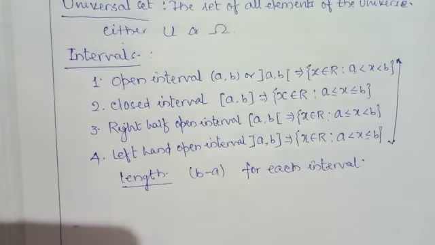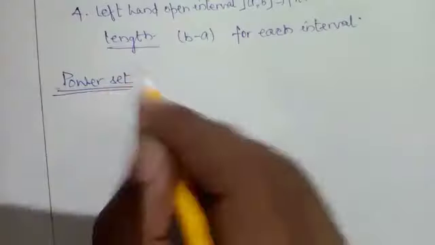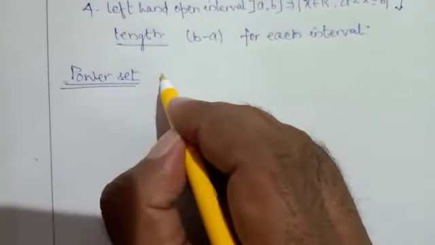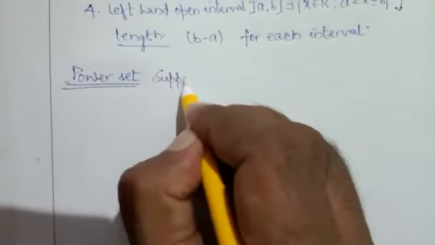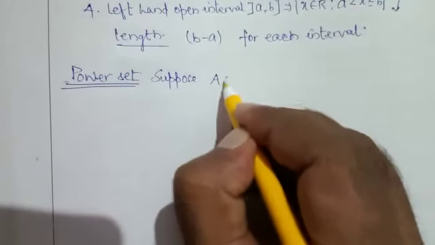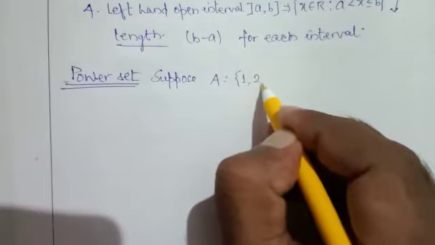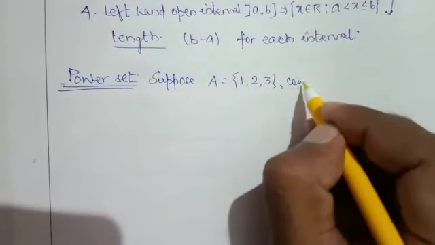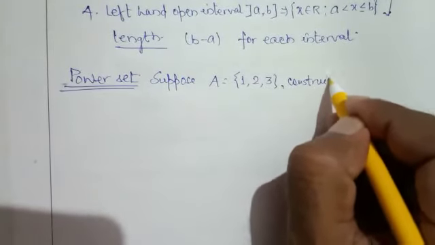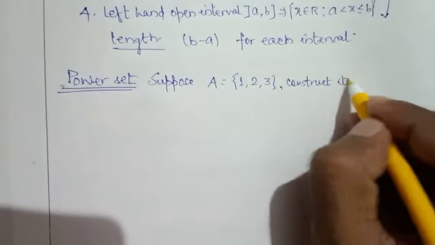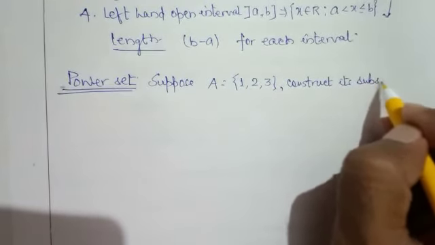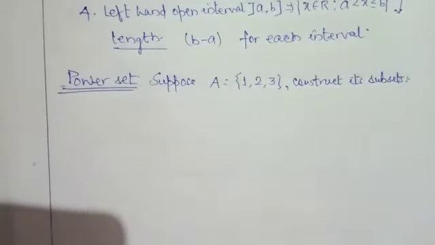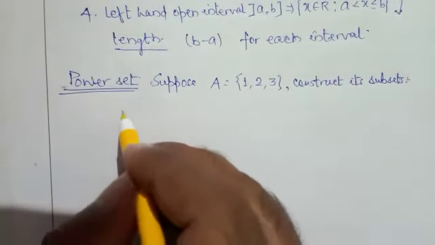So now see another part. The next term is power set. Suppose A is any non-empty set whose elements are 1, 2, 3. Now construct its subsets. Construct its subsets. So what are possible subsets of set A?